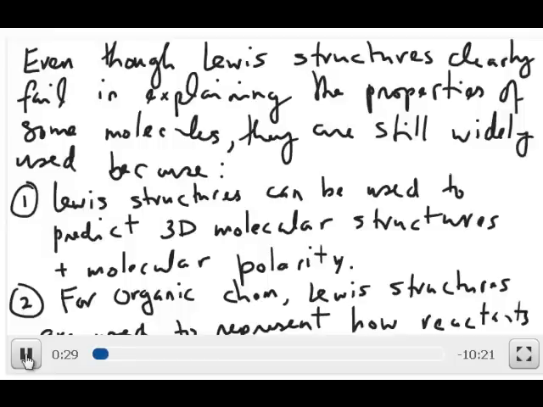It turns out that the Lewis model can't really explain the behavior of those types of molecules or the odd electron molecules, right? However, they're still widely used, and there's a couple of reasons. The first one is the one that we're going to talk about in this video.